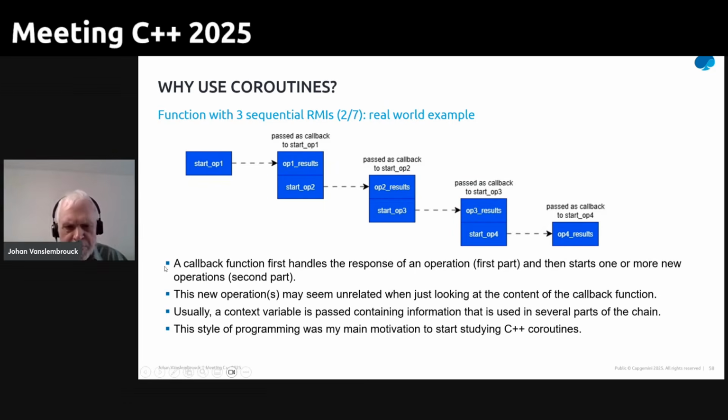So we're going to have a style that I can call a chain of callback functions. It's very fragmented. If you look at one function, because all these blue blocks are functions, then you see that a function is first going to process the results of a previous call, which may be somewhere else in another function that's not immediately in the neighborhood in your program, and then start another operation which may be unrelated when you just see that small block as a whole.